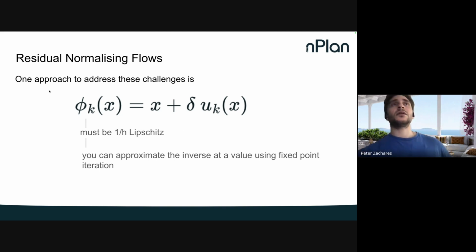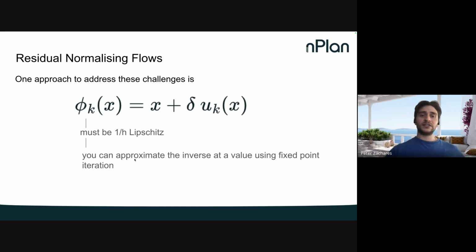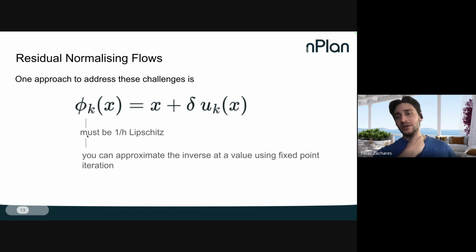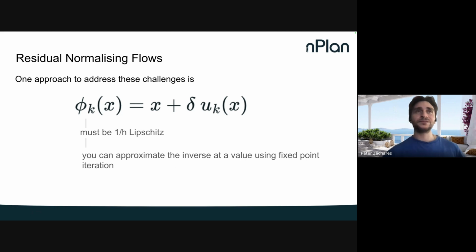And then the way that you can approximate the inverse, so getting the phi to the -1, is that you can use something called a fixed point iteration, which is pretty simple actually. It's like you start checking points, doing a forward pass until you find the one that gives you the correct value that you were looking for. But anyway, if this is 1 over h Lipschitz, you can use fixed point iteration to calculate the inverse.